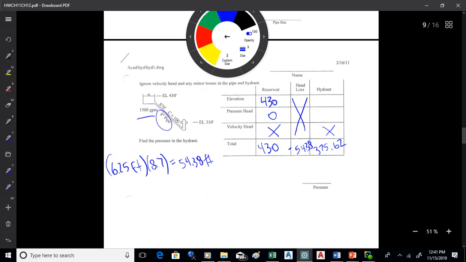Okay. Now the hydrant is at 310. So if you take 375.62, subtract off the 310, what you get is 65.62 feet. That's the energy you've got left over for pressure at the hydrant.